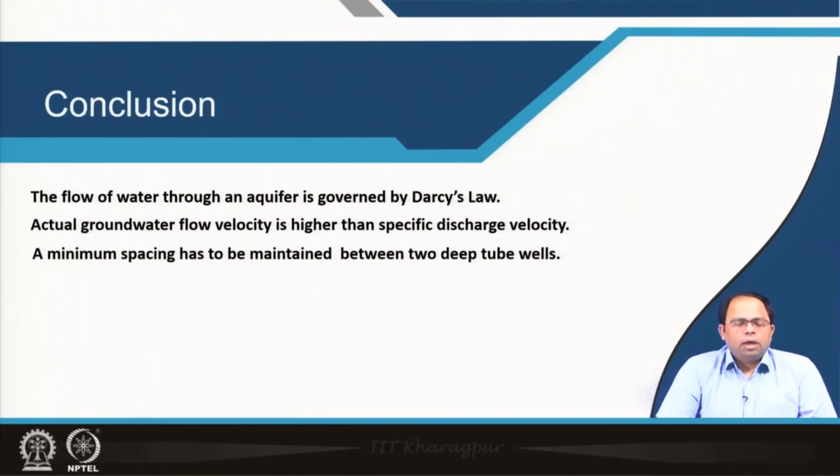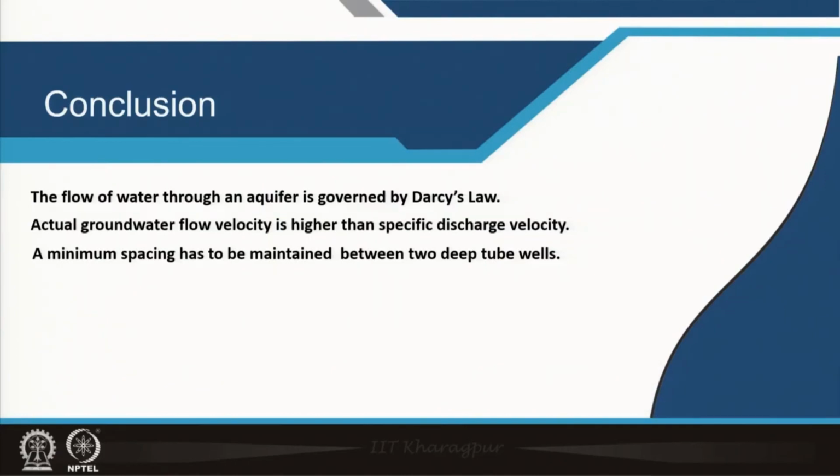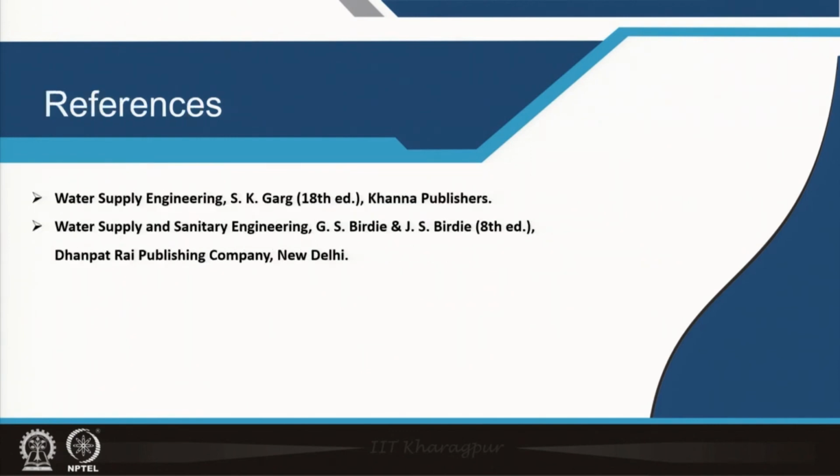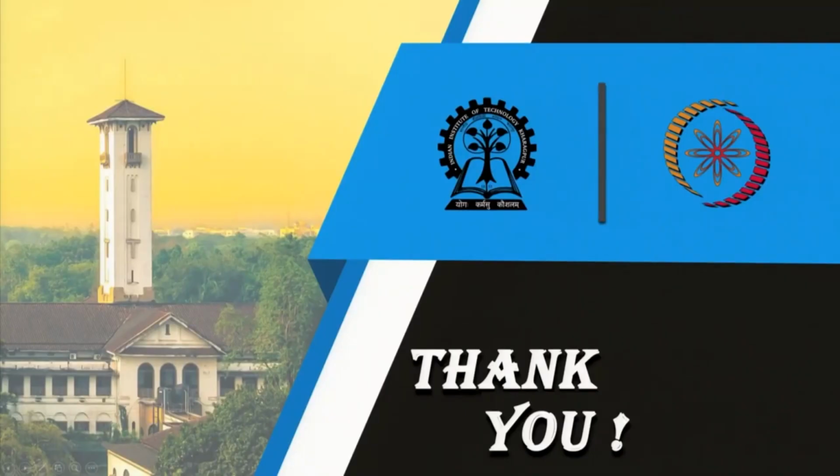So, to conclude, the flow of water through an aquifer is governed by Darcy's law, that is what we have learned. We have also learned how to determine the yield of a particular open well as well as a deep tube well, and we have seen that actual groundwater flow velocity is higher than specific discharge velocity. A minimum spacing has to be maintained between the two deep tube wells so that none of them are affected by each other. So, these are the different things that we have learned from this lecture. These are the references you can study, and thank you.